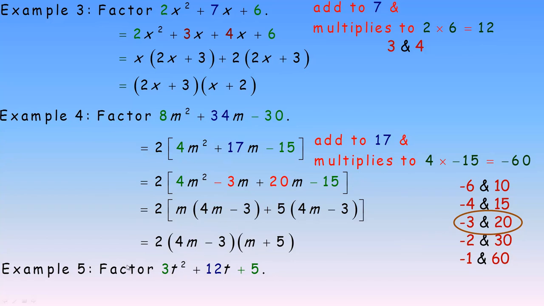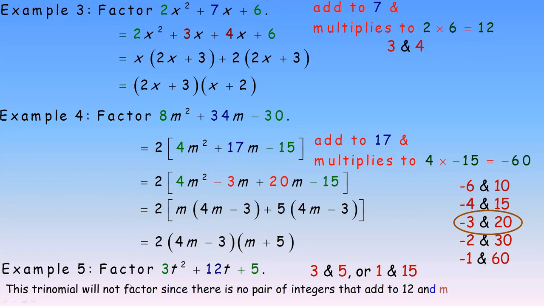Last example down here, number 5, we're asked to factor 3t² plus 12t plus 5. So we need two numbers that add to 12 and multiply to 15. Now the only pairs of numbers that multiply to 15 are 3 and 5 and 1 and 15. Okay, everything's positive, so I don't have to worry about any negatives. And 3 and 5 don't add to 12, that adds to 8 instead. 1 and 15 adds to 16, so it doesn't add to 12. So that's why this trinomial wouldn't factor. So you would just say it can't factor, because there's no pair of integers that add to 12 and multiply to 15. And that's the end of the tutorial.